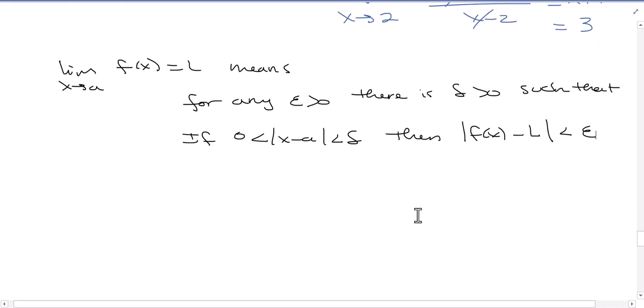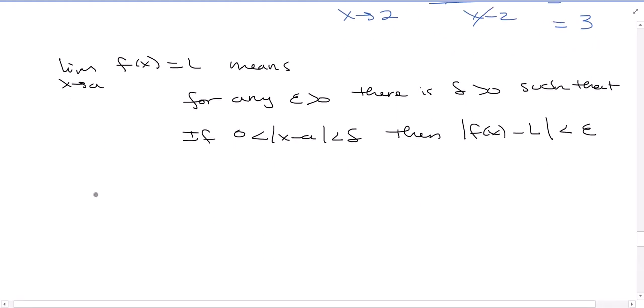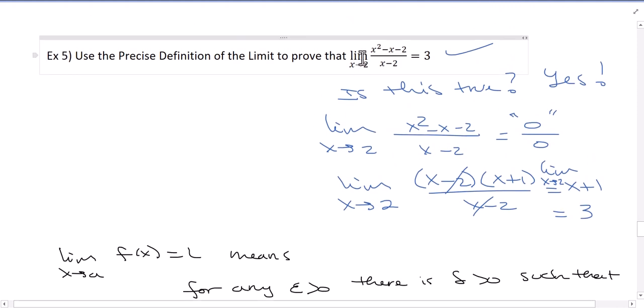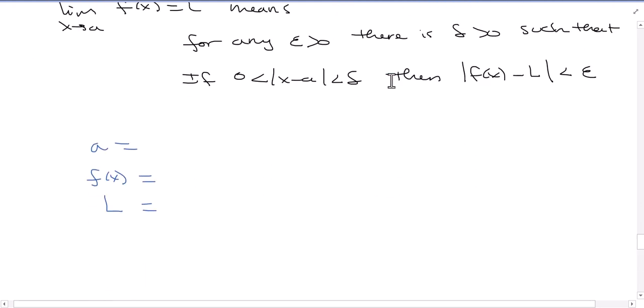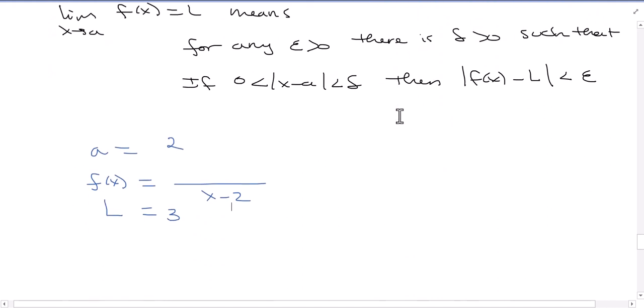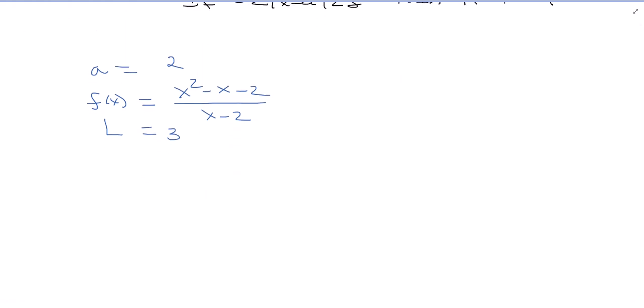All right, so then what do we need? We need to figure out what is a, what is f of x, and what is L. Looking back at our function, a is 2, the limit as x goes to a. f of x is this rational function, and the limit is 3. So a is 2, L is 3, and f of x, I remember, was x squared minus x minus 2 over x minus 2. Let's scroll back up. So that's what I need for my definition.